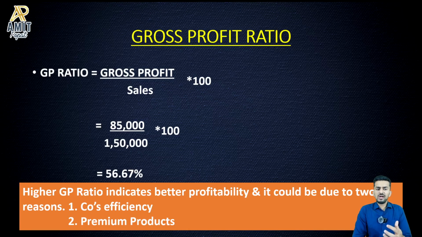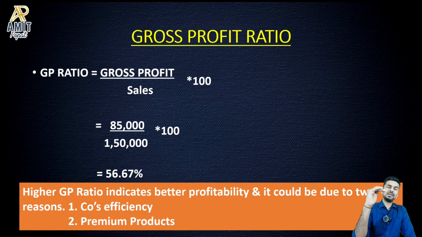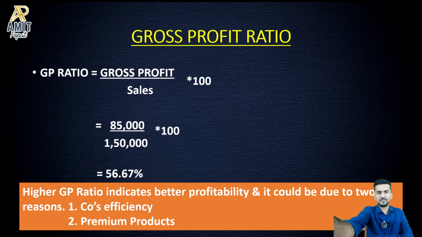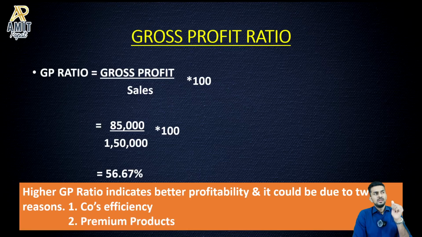Okay, so how can a company achieve a higher GP ratio? A company can achieve a higher GP ratio because of two reasons. Number one is because of the company's efficiency. Like, it has been able to keep its cost of goods sold at a minimum level, and that's why it is generating the higher profit. Now, how can a company keep COGS lower? Number one, buying at good prices. Number two, keeping the inventory storage cost low, because whenever you have the inventory, there is a storage cost.